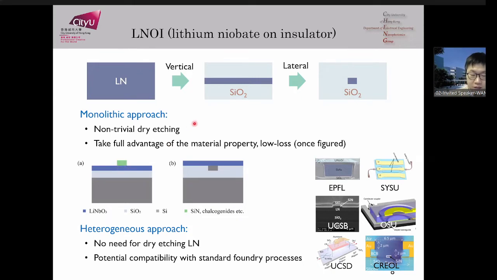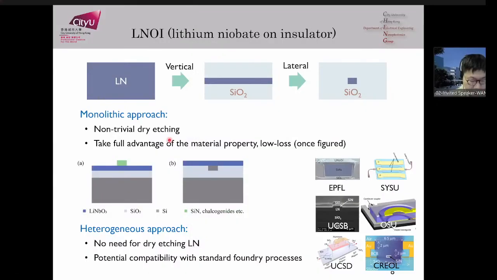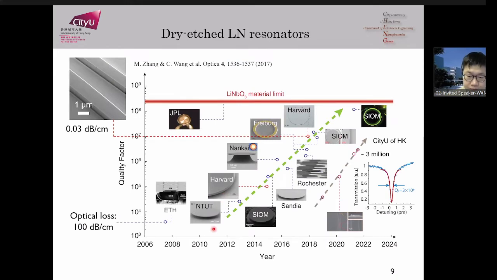So from the beginning, actually, this has been about 10 years now, we decided to directly go for the monolithic approach. And once this dry etching process is figured out, you'll see that the process can be quite repeatable and reliable, and most importantly, has low loss because the material itself is really nice. It's highly transparent.